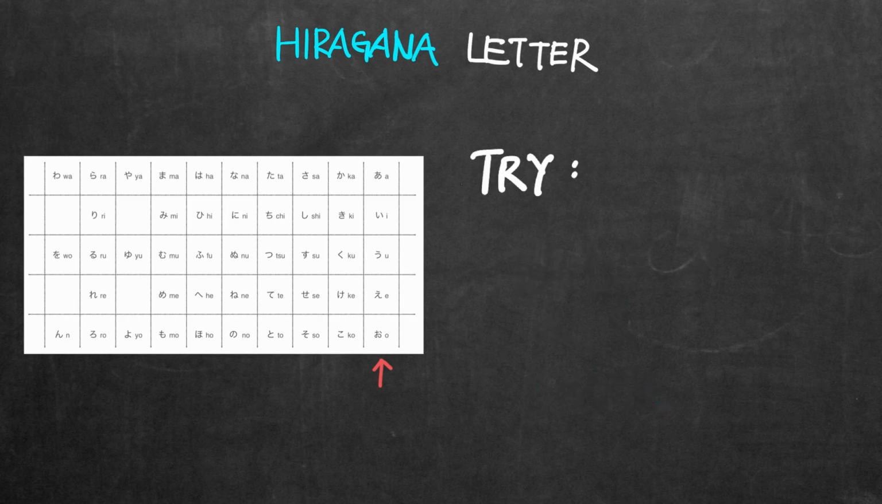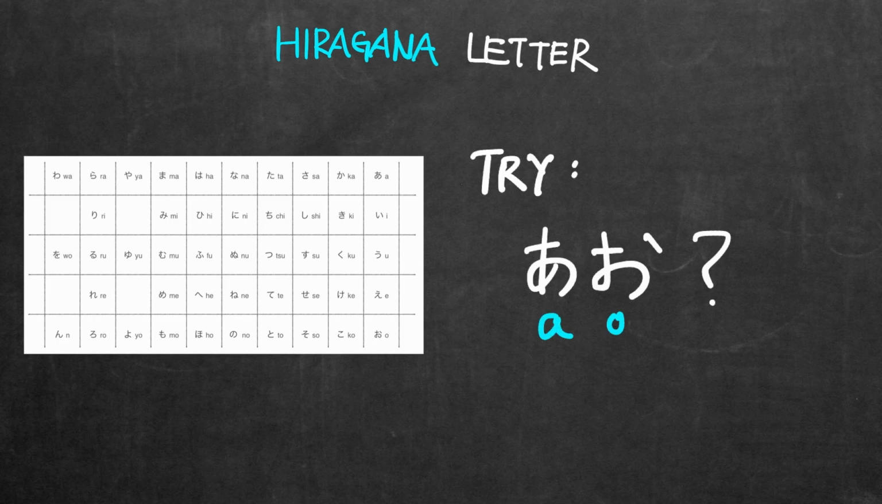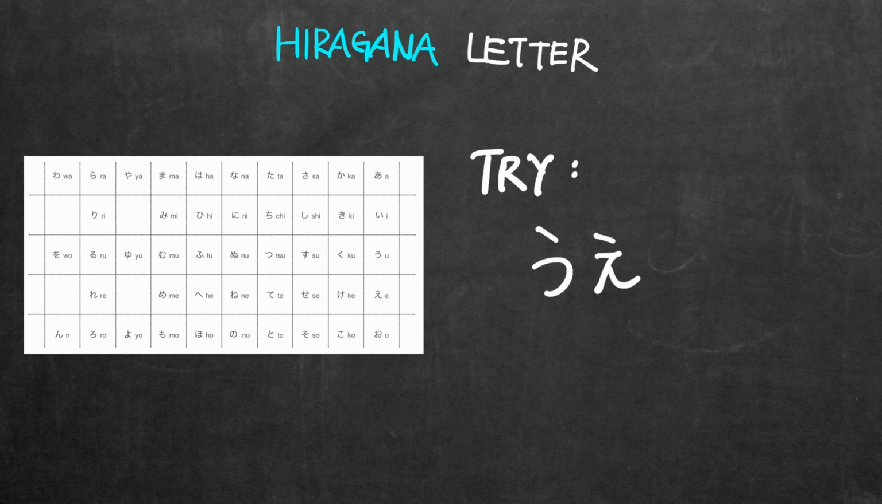On to the next one. Give yourself 3 seconds to try and recognize the letters. This one is A and O. Together they are pronounced as ao, which means blue. On to the last one. Again, 3 seconds, try it for yourself. This is the letter U and E, and they are read as ue, which means above.